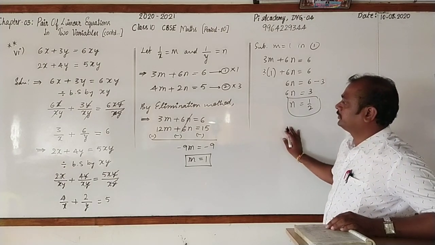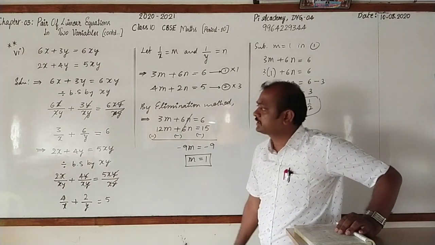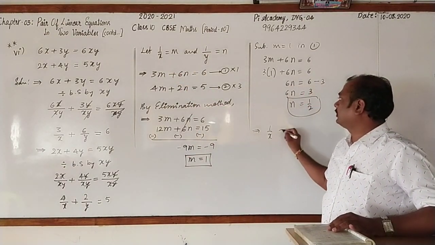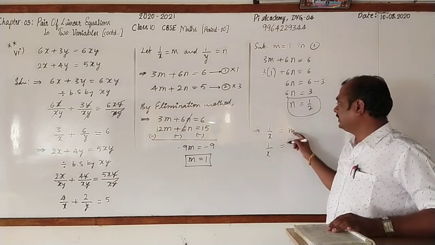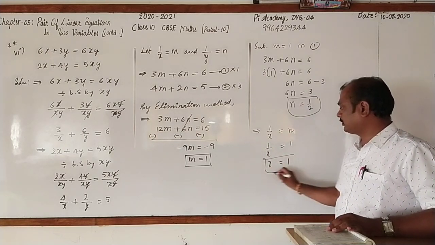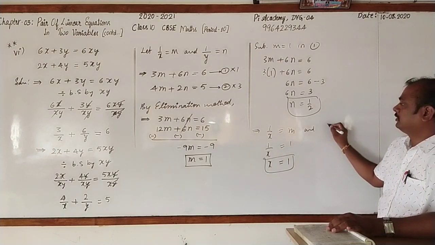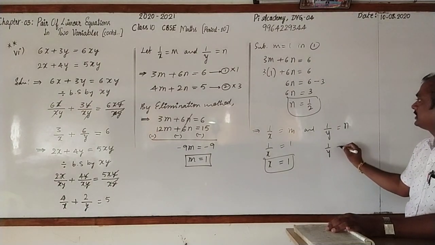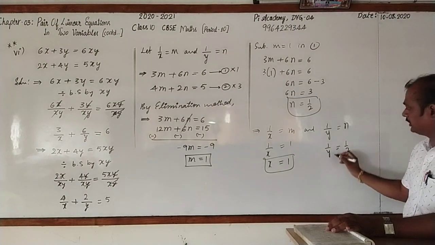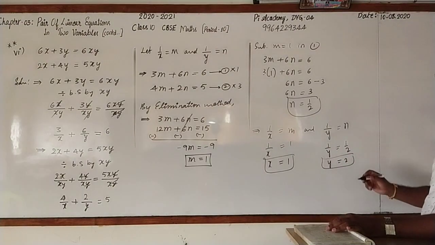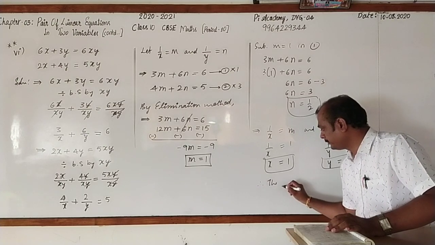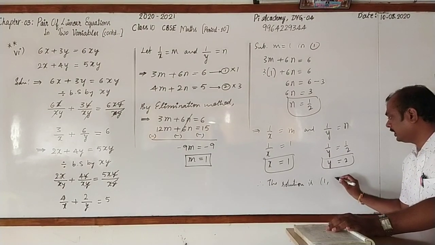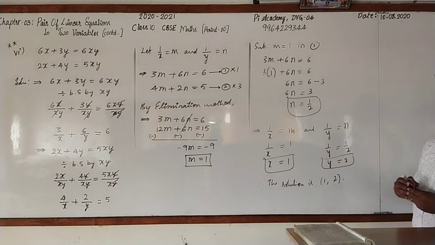Then now we are going to find out the values of x and y. What is our assumption here? 1 by x is equal to m, where m is 1. Cross multiply, x equal to 1. And 1 by y is equal to n, which is 1 by 2. Cross multiply, y equal to 2. Conclusion? Therefore, the solution is x equal to 1 and y equal to 2. Hope that you have understood.